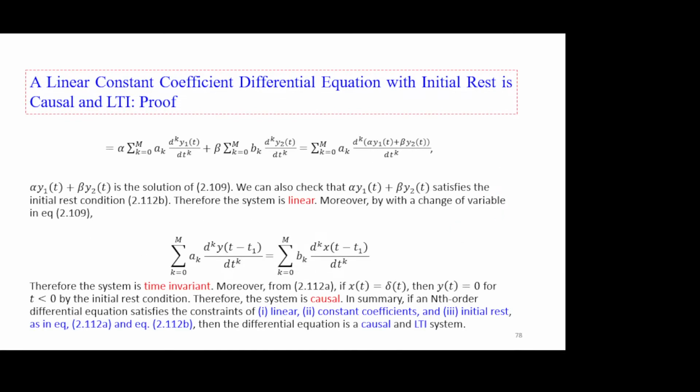Okay, so this alpha y1 plus beta y2 also satisfies the initial rest condition for your alpha x1 plus beta x2, and so you see your system is linear. Okay? So that's nice.